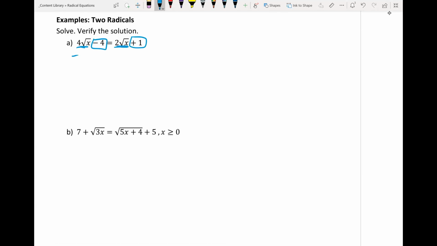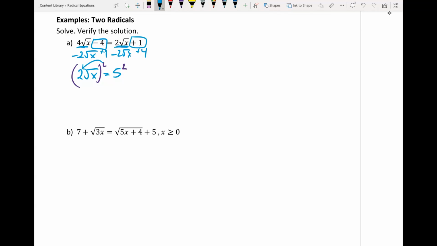So what I'm going to do is minus 2 root x on both sides, and then I'm going to add 4 on both sides. Okay, so then I'm going to be left with root 2 on the one side, and then 1 plus 4 is 5 on the other. So all I did is rearrange our equation. Now I'm going to go ahead and square both sides.